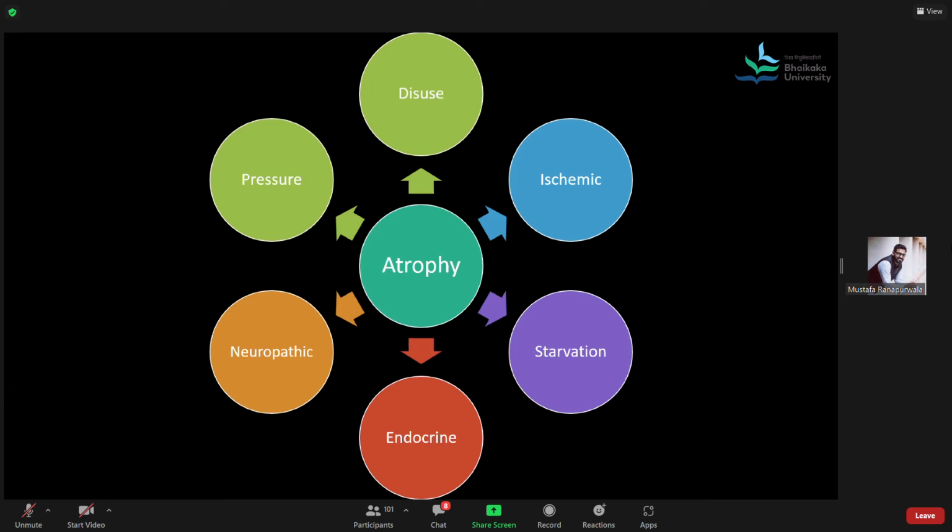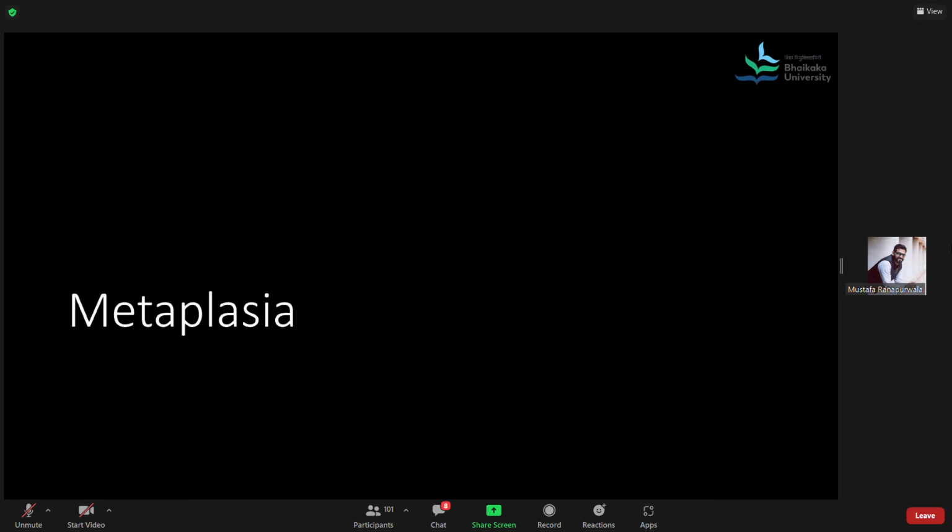Quickly summing up, pathological atrophies occur because of disuse atrophy, ischemic atrophy, starvation atrophy, endocrine atrophy, neuropathic, and pressure atrophies. All of these are negative growth signals, or loss of signals, or loss of blood supply that is going to give you negative growth signals, and therefore cause a decrease in cell size and a decrease in cell number. Decrease in cell size by autophagy and decrease in cell number by apoptosis. Okay. Moving on to the other type of adaptation that we wanted to talk about, and that is metaplasia.